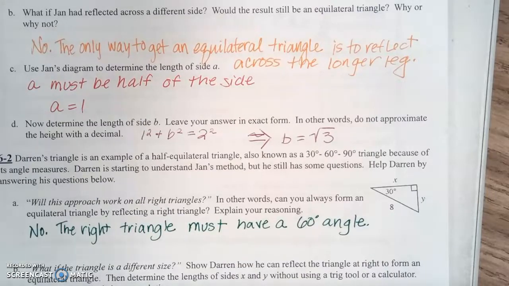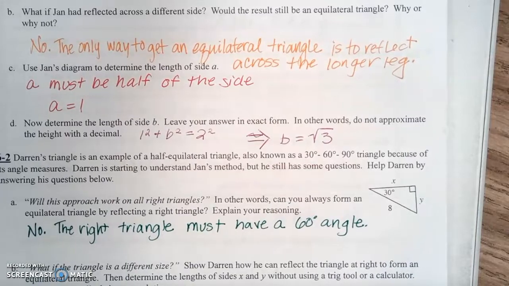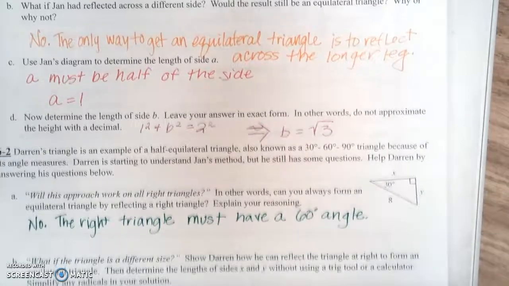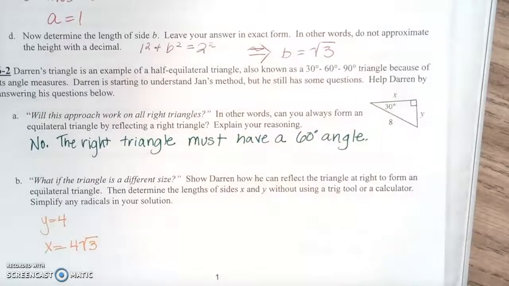Will this approach work on all right triangles? In other words, can you always form an equilateral triangle by reflecting a right triangle? Works really well on a 30, 60, 90, but will it work on other triangles? The answer is no. The triangle must have that 60-degree angle, otherwise it won't work. Okay? Has to be a 30, 60, 90, and then it's what we call special.